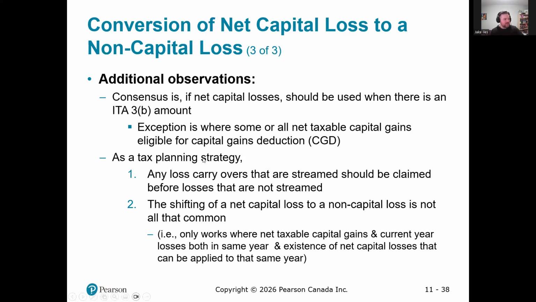As a tax planning strategy, any loss carryovers that are streamed should be claimed before losses that are not streamed. Our streamed losses are restricted to what we can use them for. So when that opportunity arrives, we use them. And when we use them, we can shift the load from our non-capital loss, so we're not relying on it as much to reduce all that income.